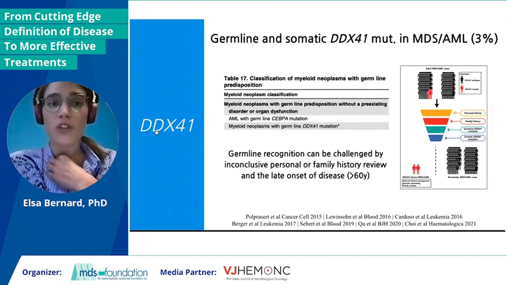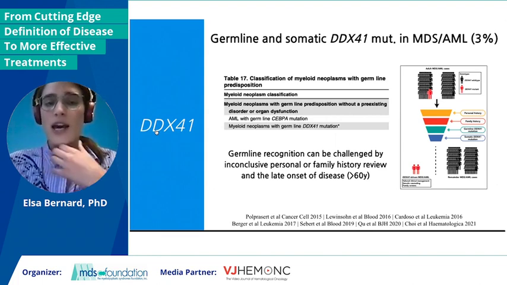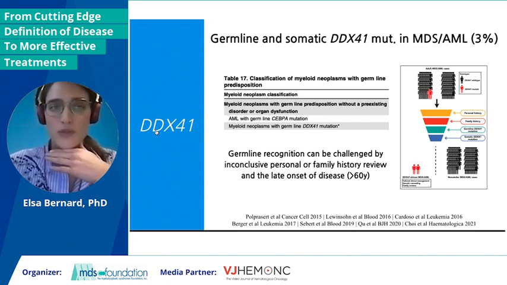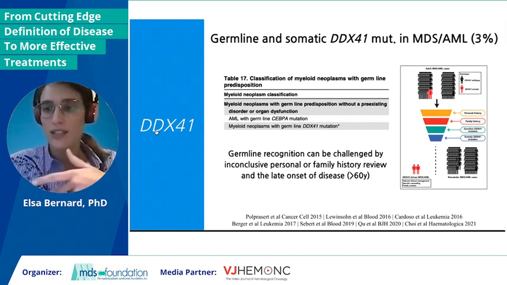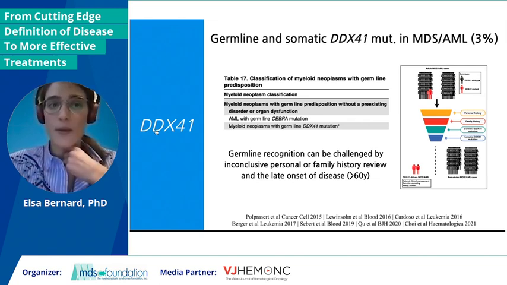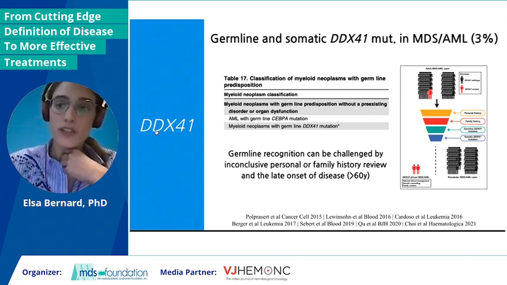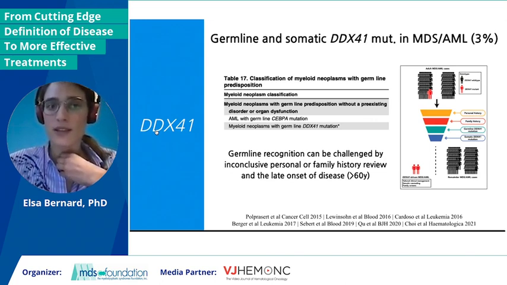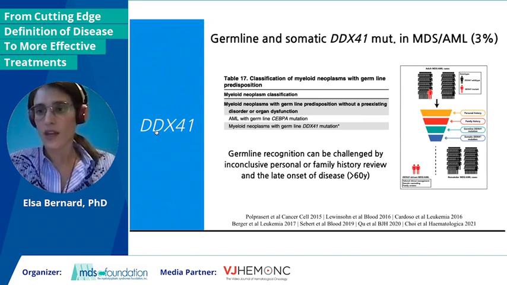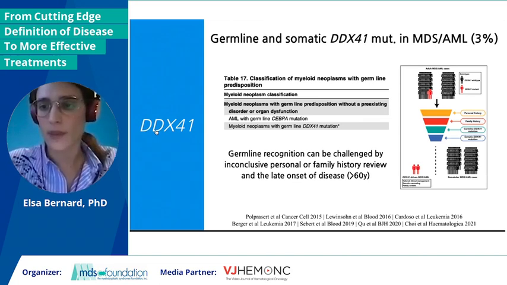In the current WHO classification, myeloid neoplasms with germline DDX41 mutations are classified within the broader group of myeloid neoplasms with germline predisposition. However, germline recognition can be challenging in those individuals due to inconclusive personal or family history, as well as the late onset of the disease, with individuals presenting at, on average, 60 years old or more.